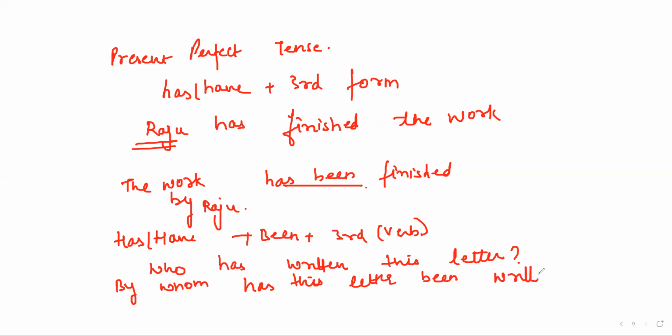Okay, you just have to follow the rules, nothing else. So who has written this letter? By whom has this letter been written? So this is an interrogative sentence in the present perfect tense.